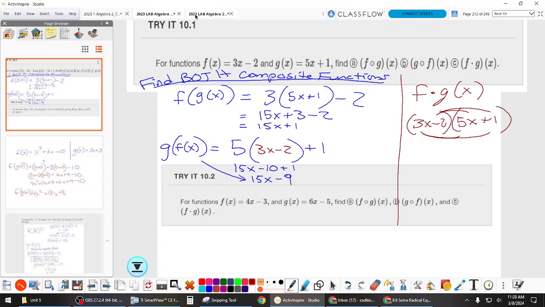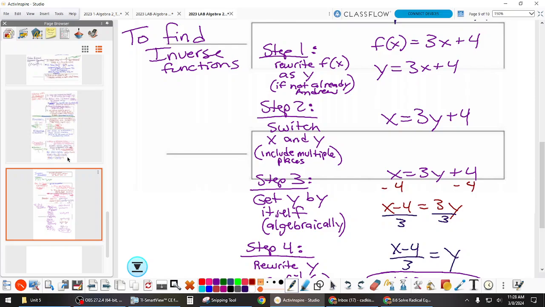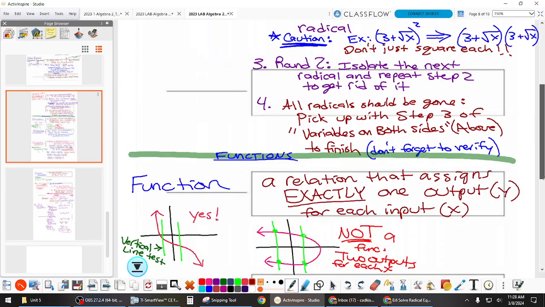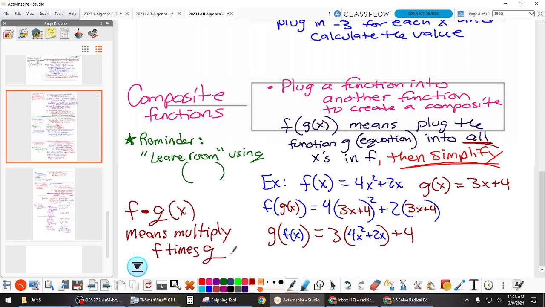So I'll put that real quick on the note back on composite. That gets tucked in there. Just when you write it, make sure that you put a closed dot. Don't make it open. It means multiply, f times g.